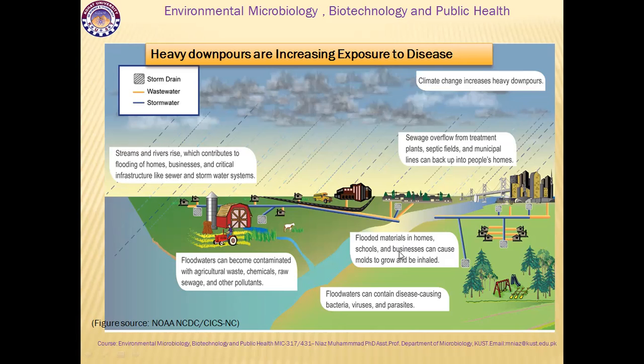Flood materials in homes, schools, and businesses can cause mold to grow and be inhaled. When moisture and water content is too high in residential buildings, fungi and other microorganisms grow and gradually produce spores, which are inhaled by the residents, so it can cause disease. Flood water can contain disease-causing bacteria, viruses, and parasites. This will go to the water bodies, contaminate them, and cause disease. So this is a whole unidirectional flow chart of water contamination and its transmission to human bodies.